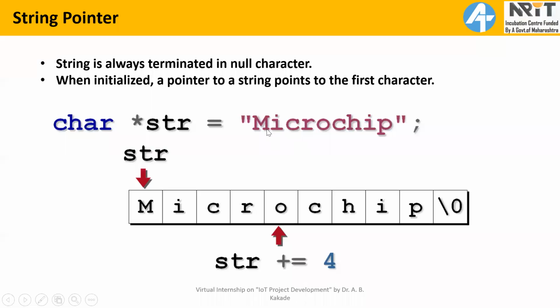So for each character in character type of array, 1 byte is required for data storage. If it is integer type of string, then each character in the integer type of string requires 2 bytes for storage. So for integer type of string, pointer will be incremented by 2. This is the difference between character type of string and integer type of string.